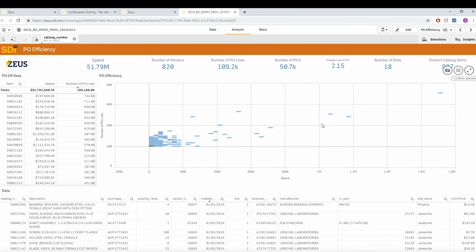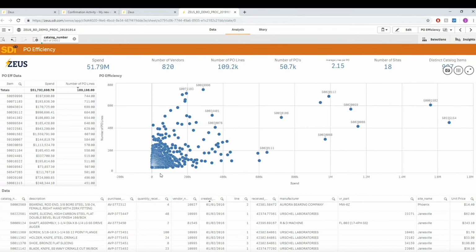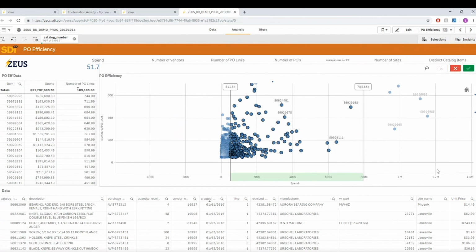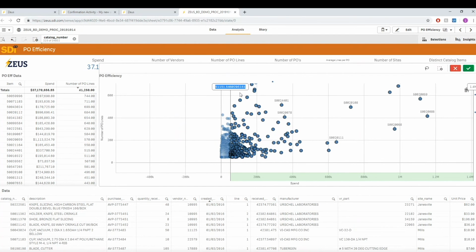Check that box. And with a spend of, there's a lot of items here, but typically in our industry, they're low volume transactions. So let's just say $10,000 and see what it looks like.